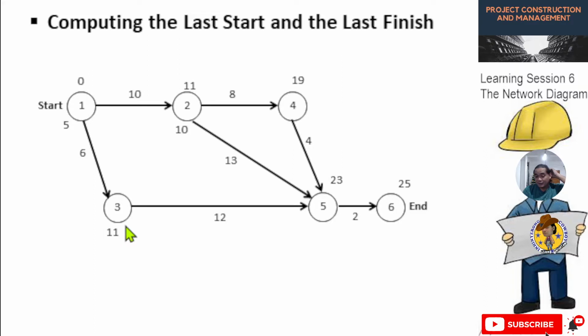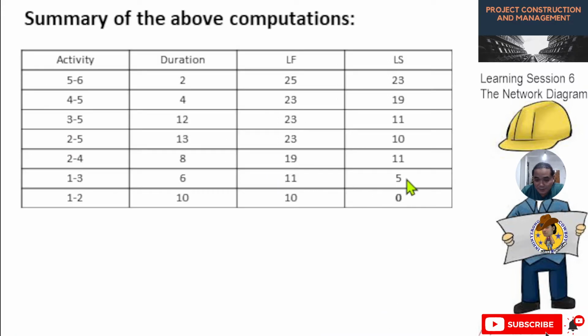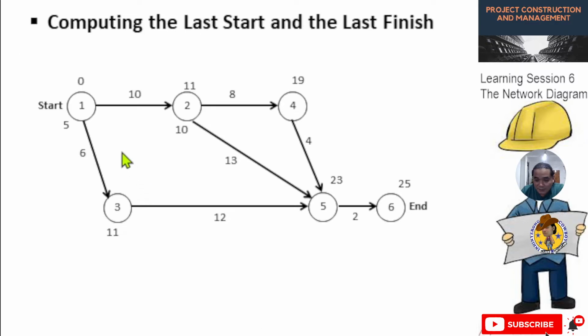Okay. So for this path, 23 minus 12 is 11. And 11 minus 6 is 5. Okay. So for that activity, let's check the table for this one. So the latest finish for this one is 5 days.